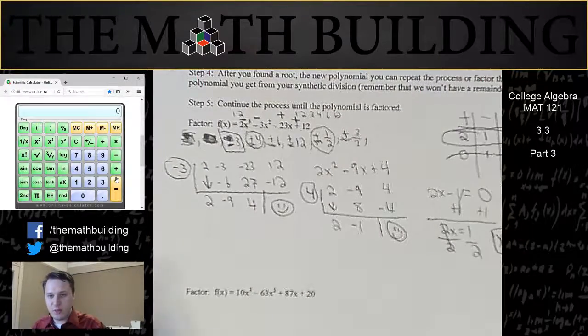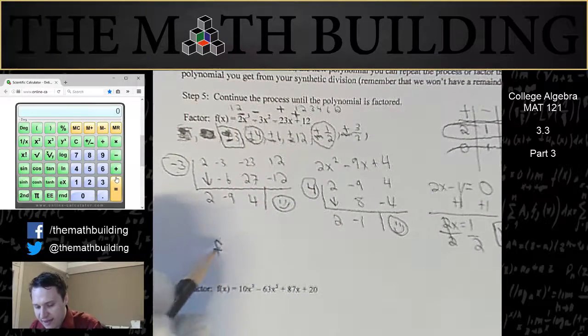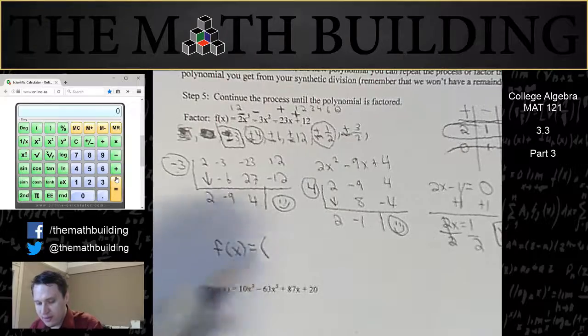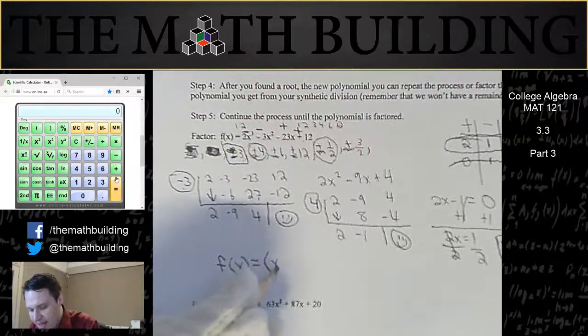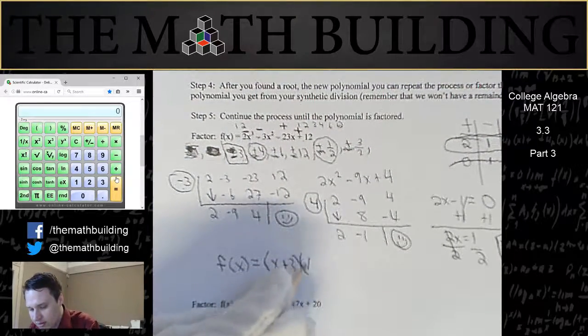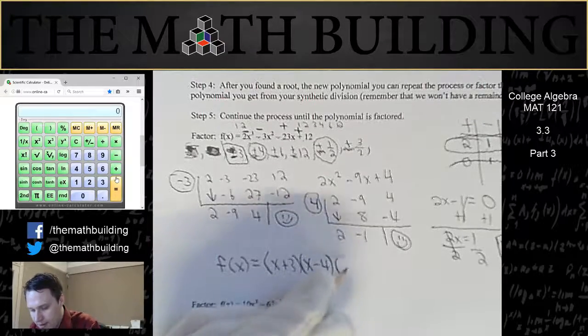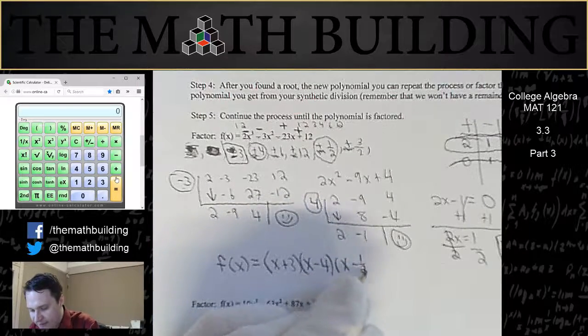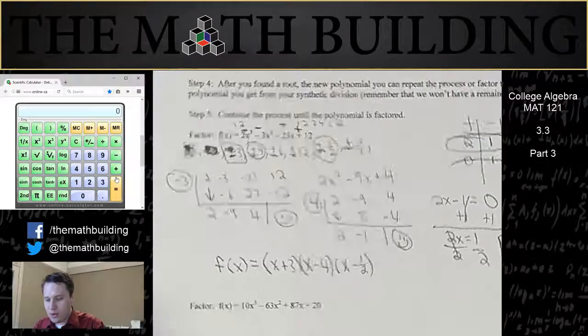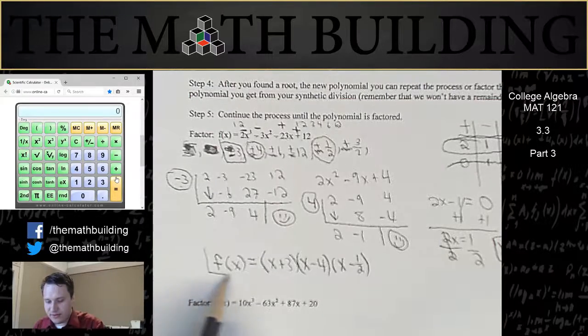So now that we know that, we can factor this completely. That's what they were asking us to do. So f of x equals, and you just flip the signs, x plus 3 times x minus 4 times x minus 1/2. Now, that's correct.